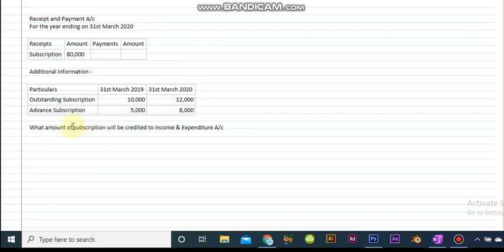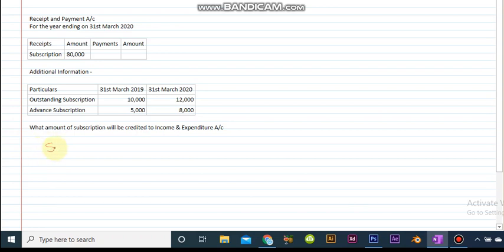And from the given information, we are required to calculate the amount of subscription that will be credited to the income and expenditure account for the year ending on 31st March 2020. Now, let us begin with the solution.